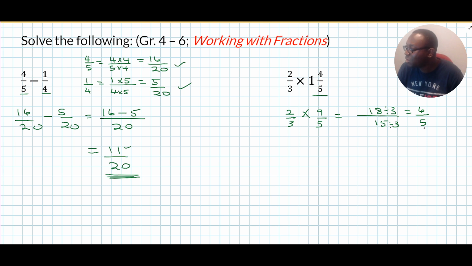So we have 6 over 5, or we can convert this to a mixed number, 6 divided by 5. We have one group of 5, and 1 multiplied by 5 is 5. I have 5, subtract, I have 1. So 6 over 5 is also the same as 1 whole number and 1 over 5. So that's the solution to this problem.